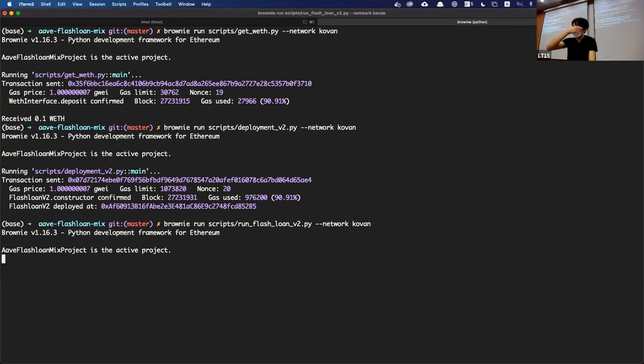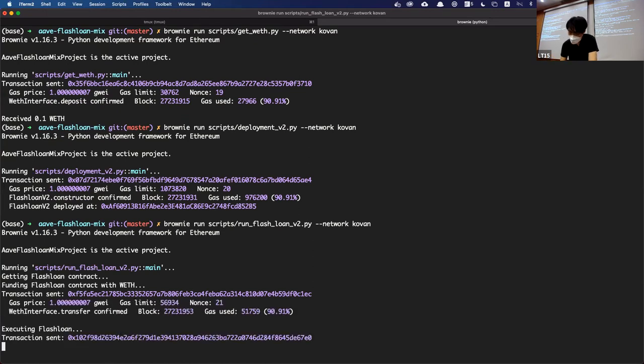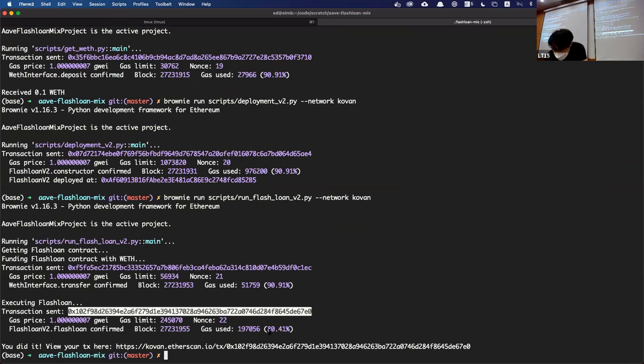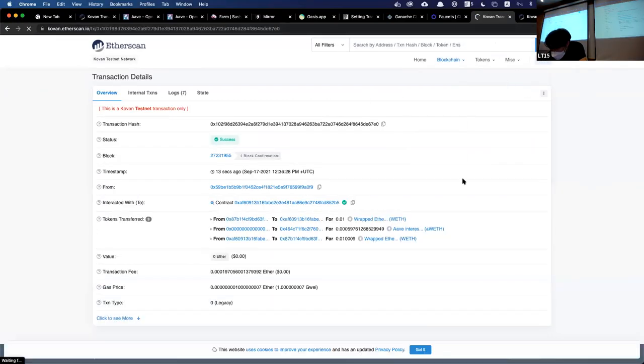This will take some time because there are two transactions that will happen. So let's give it some time. The first transaction has succeeded, which is that I've funded the contract with some rep ether. It has confirmed. And I'm executing the second transaction, which is to execute the flash loan. And it is confirmed as well. I'm just going to load it here and give it some time to index.